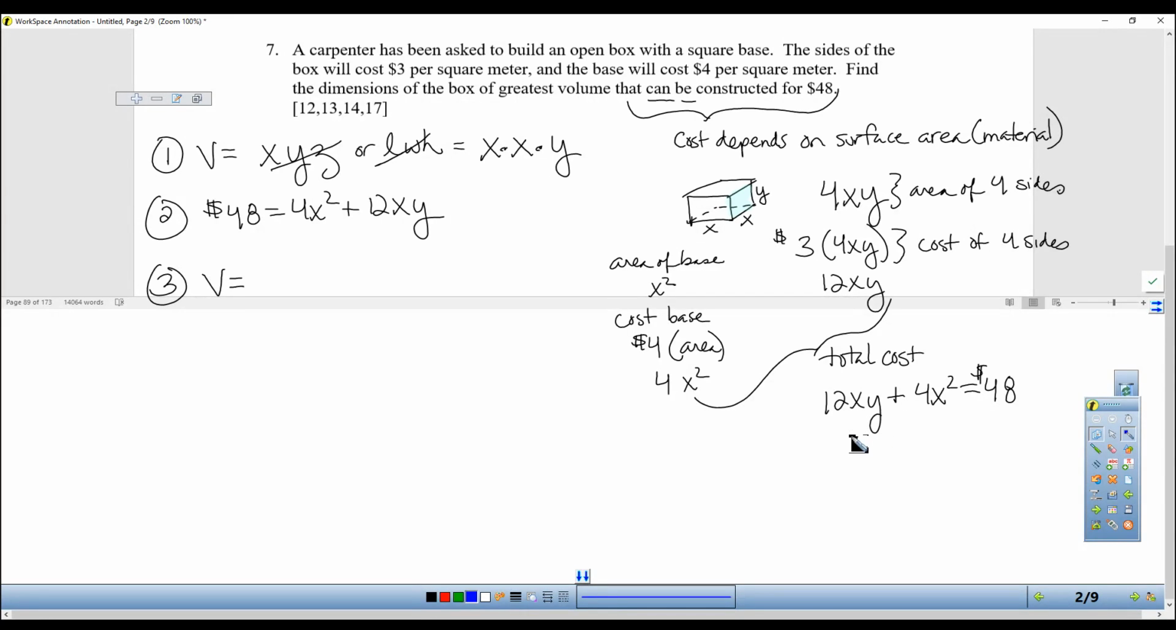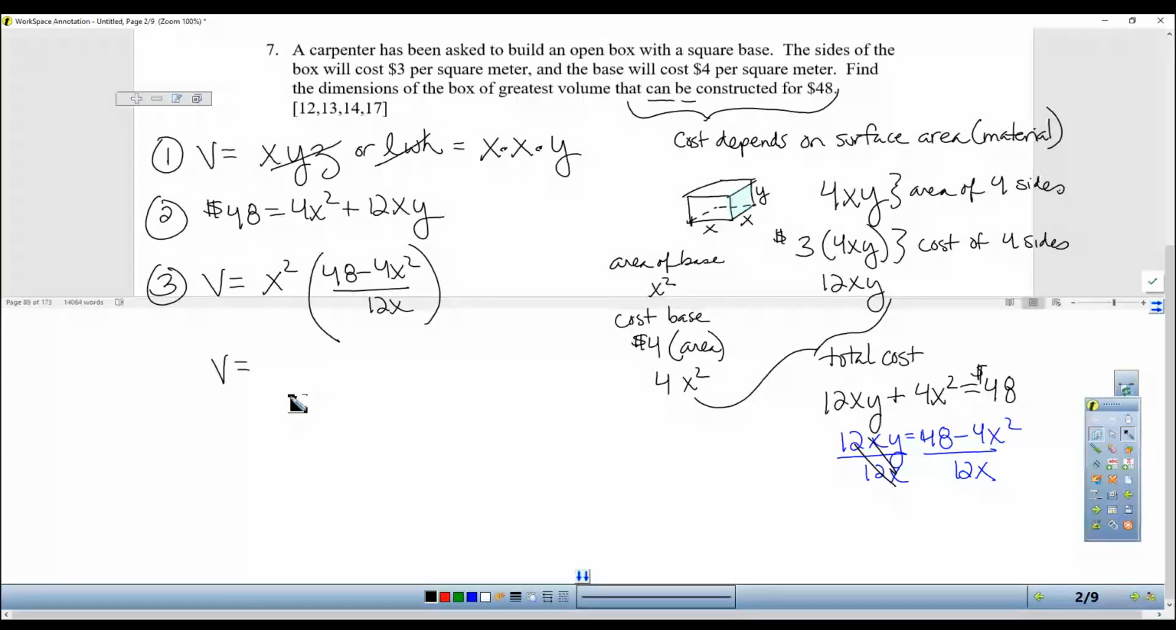I'm going to do it down here. So 12xy is equal to 48 minus 4x squared, divide by 12x, divide by 12x. So I'm going to put that right in here. Volume is going to be equal to x squared times y, and I'm going to replace y with 48 minus 4x squared over 12x. I can simplify that a little bit.